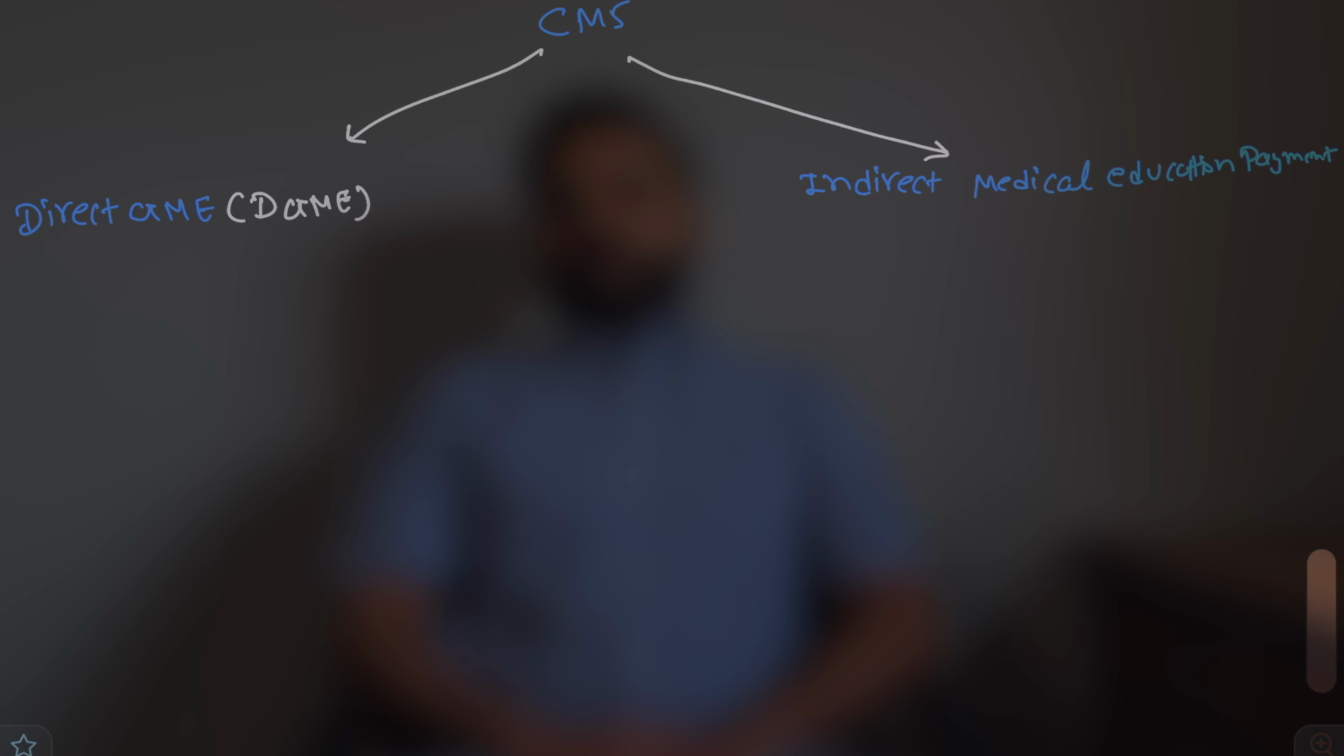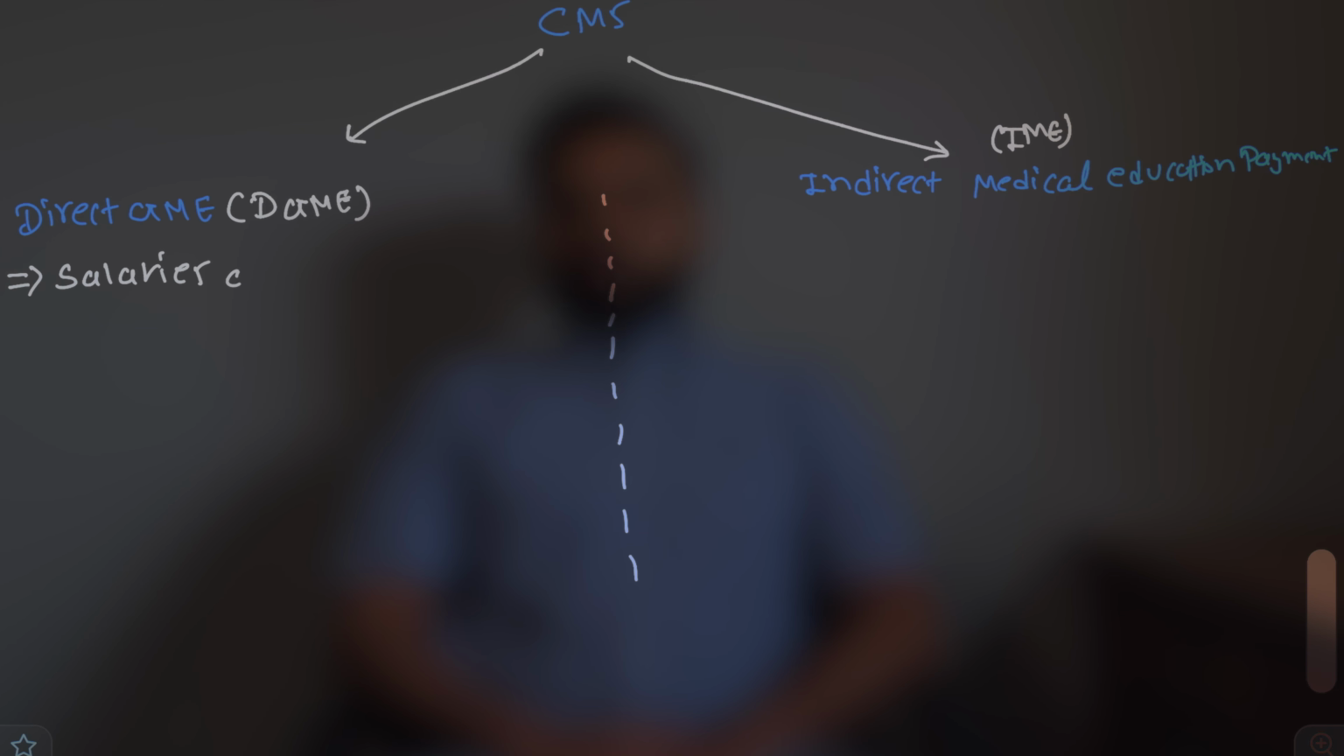Now let's talk about how residency programs get paid by CMS. There are two types of payments made to residency programs: direct graduate medical education, which is DGME for short, and IME, indirect medical education payment. Now let's talk about DGME first.